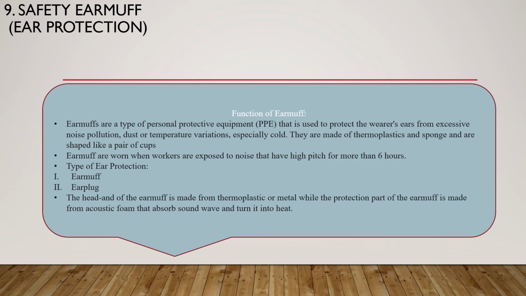Okay, there are two types of ear protection here. The first one is earmuff. The second one is earplug. So the head of the earmuff is made from thermoplastic or metal, while the protection part, the part shaped like a cup, is made from acoustic foam that can absorb sound waves and turn them into heat.